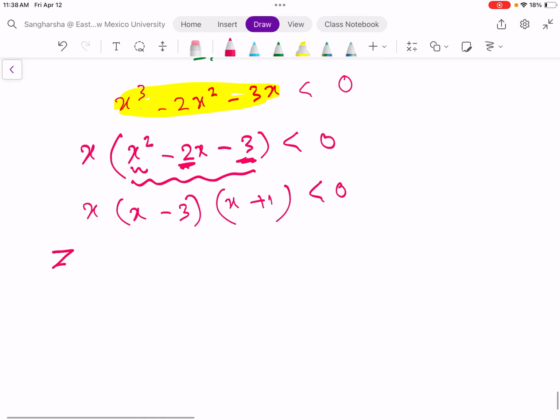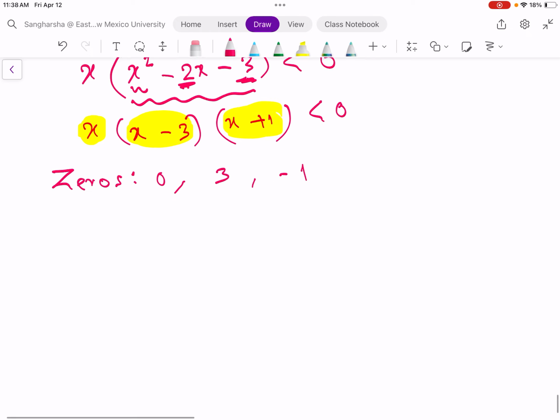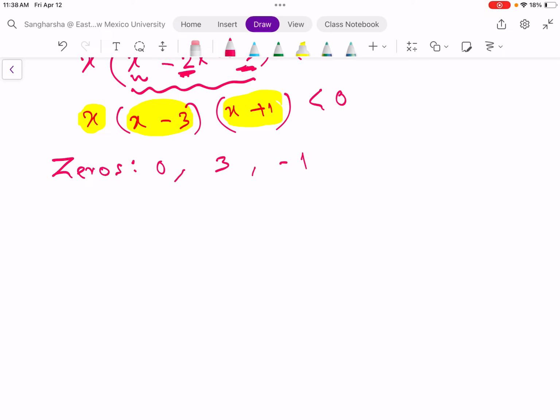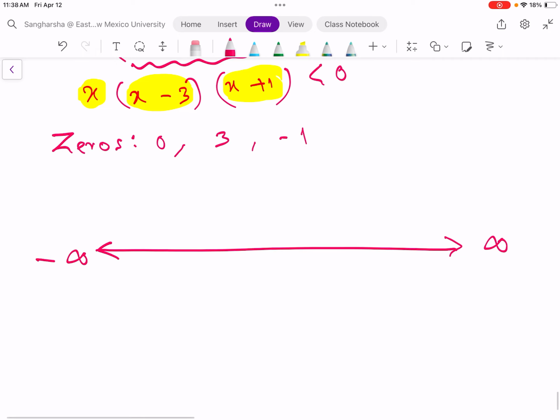Now let's find the zeros for each factor. For what x value is this x 0? 0. Now for what x value is this second factor 0? 3. For what x value is this factor 0? Negative 1. Okay. Now we use these numbers to divide our number line. So we have a number line, positive infinity on the right and negative infinity on the left. So we have negative 1, 0 and 3.